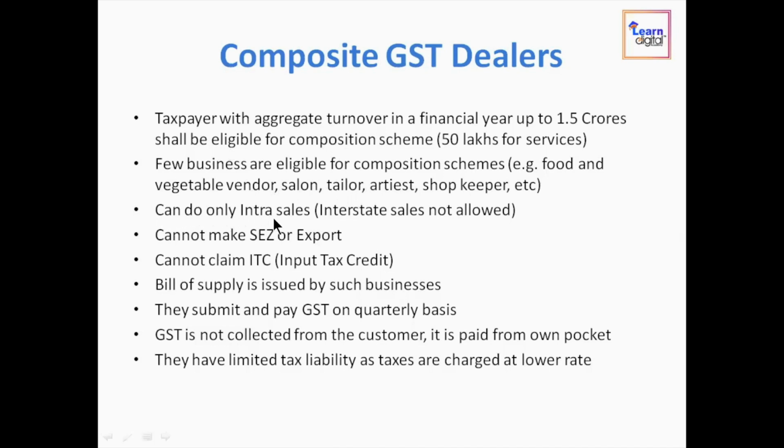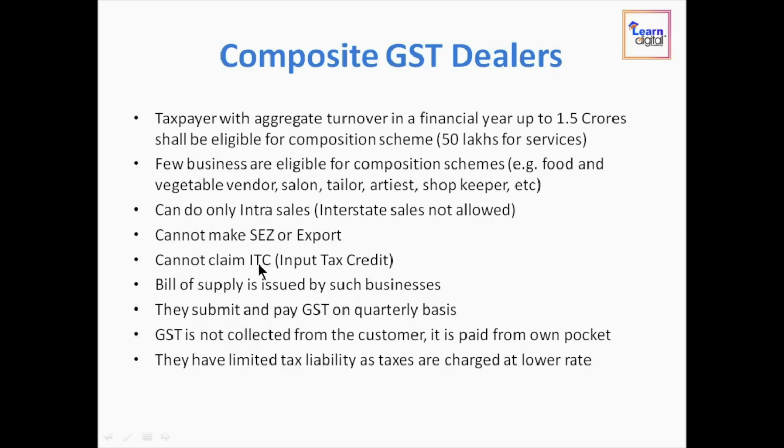They can do only intrastate sales. This composition scheme allows selling within the state only. Interstate sales, that is outside the state, are not allowed for such composition dealers. They cannot make sales to SEZ or export. They cannot sell their products in a special economic zone, nor can they export their products. So if you want to export the product, it is better to go for the regular scheme.